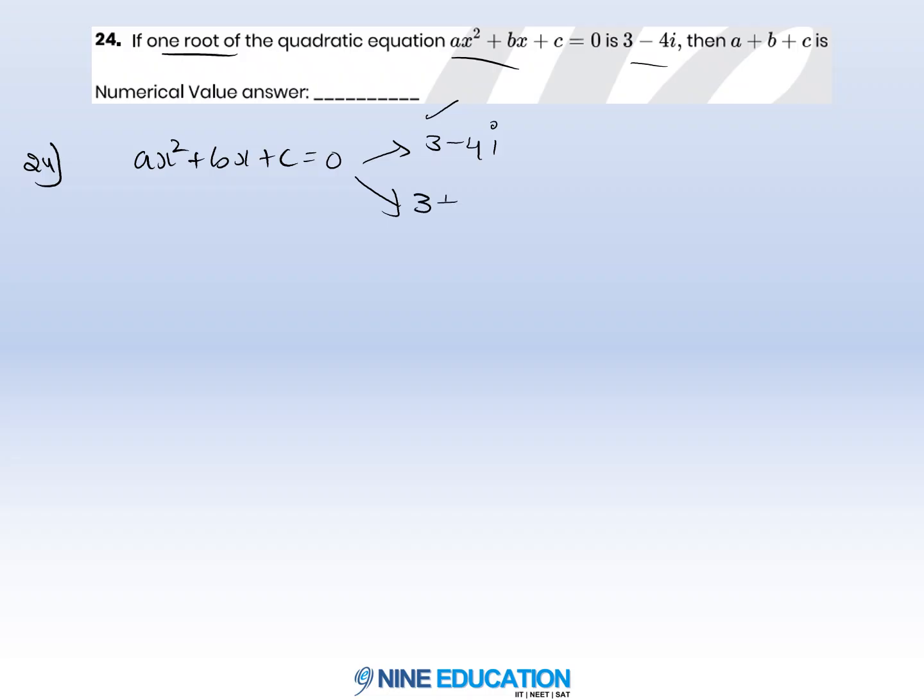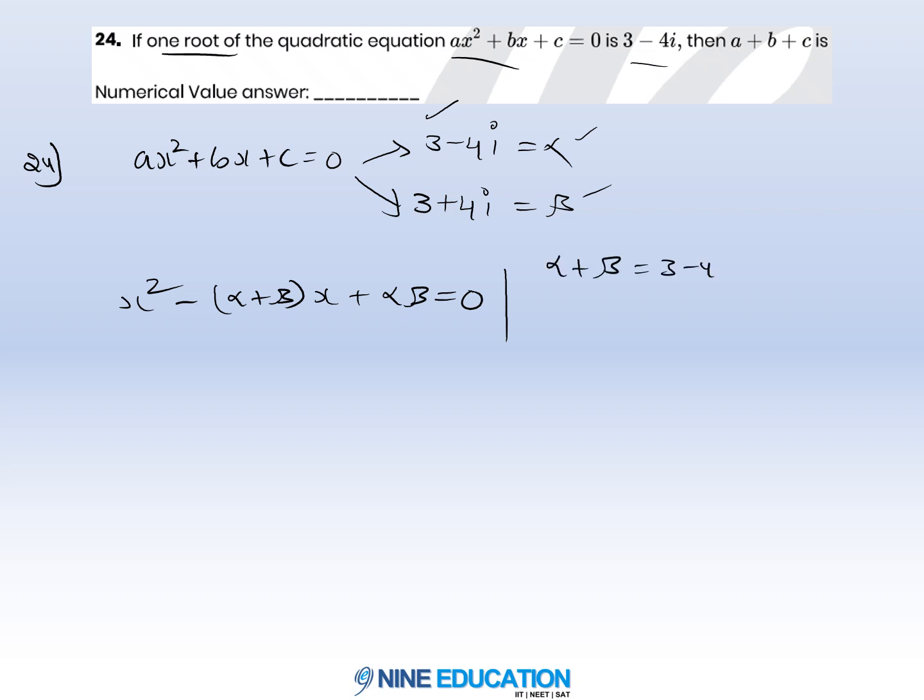Its conjugate will be 3 plus 4i. Let one be alpha and the other beta. So we got the roots of this quadratic equation, both alpha and beta. Let's write its equation now. Its equation will be x square minus (alpha plus beta) into x plus alpha into beta equals 0, right? So we need to find alpha plus beta, the sum of roots, which is 3 minus 4i plus 3 plus 4i. So alpha plus beta is 6.